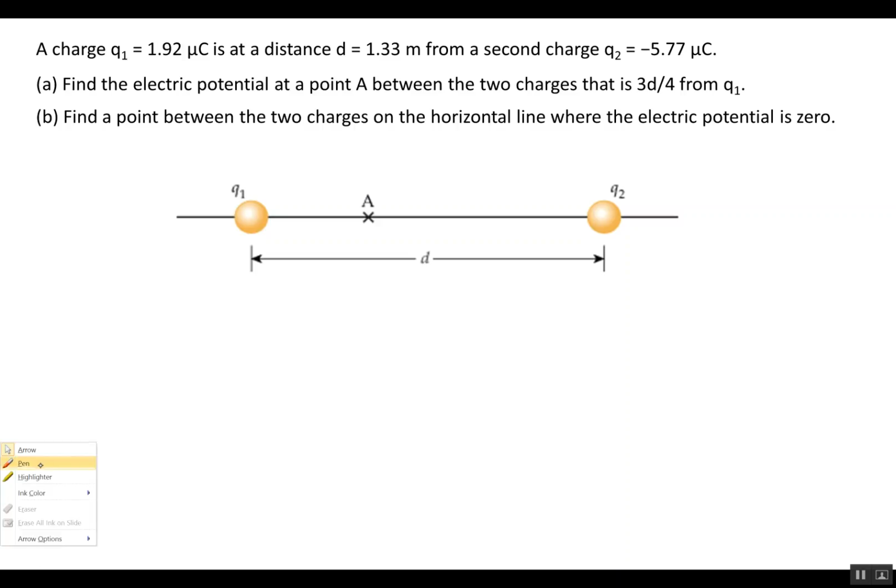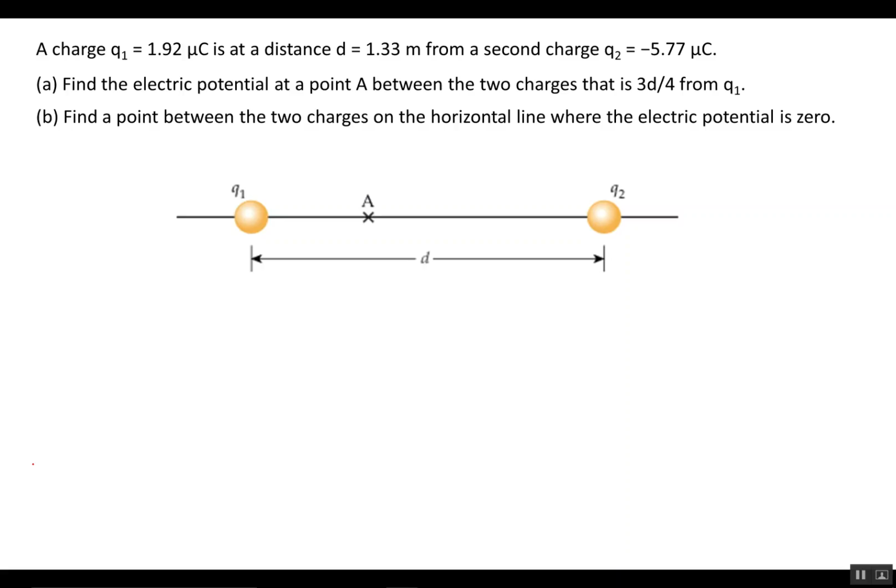Okay, let's do an example problem for electric potential or voltage of point charges. This is a problem that I assigned in homework. It says a 1.92 microcoulomb charge, Q1, (of course my numbers will be different than yours) is 1.33 meters from a second charge, Q2, which is negative 5.77 microcoulombs.